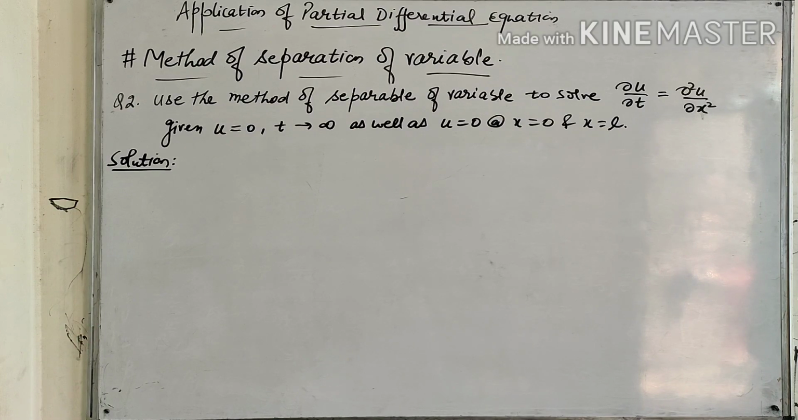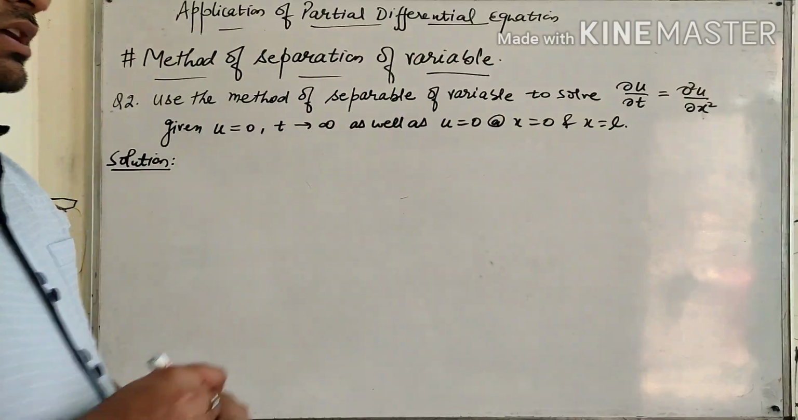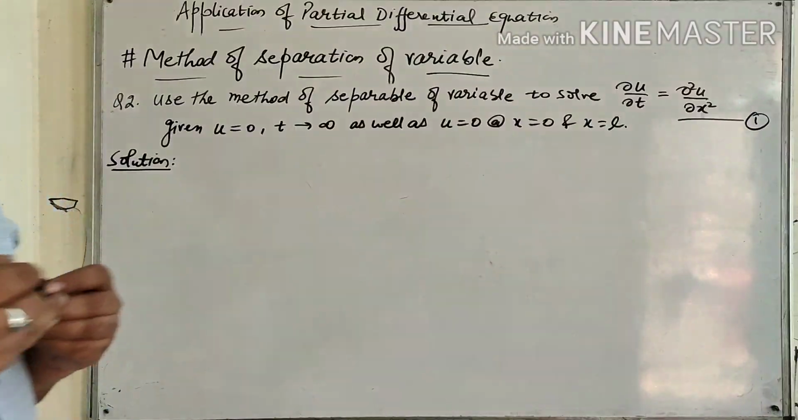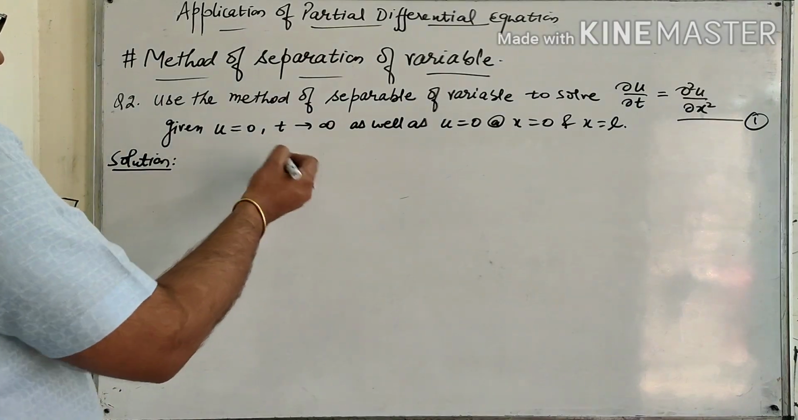First we have to identify which kind of equation this is. This is the equation del u over del t equals del 2u over del x square. Then which kind of equation is this? Let it be equation number 1. This is a heat equation. This is also described in my previous lecture, classification of partial differential equations. So we shall start as earlier.